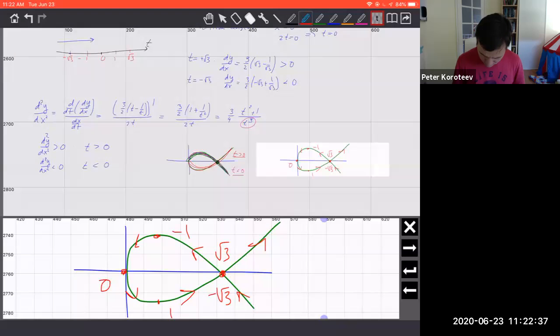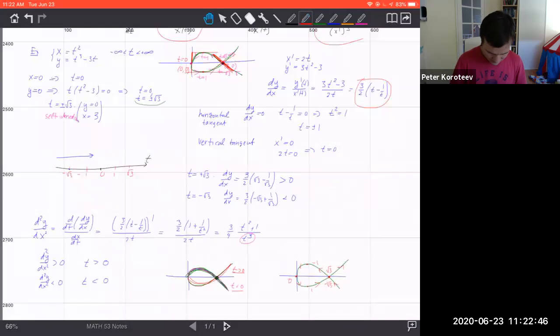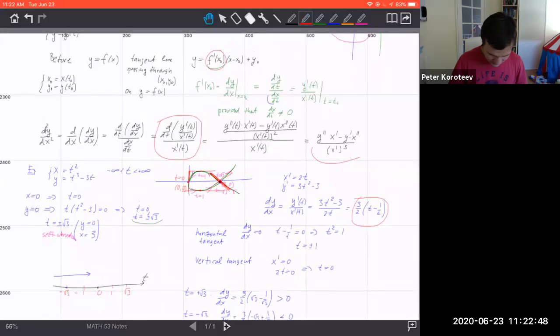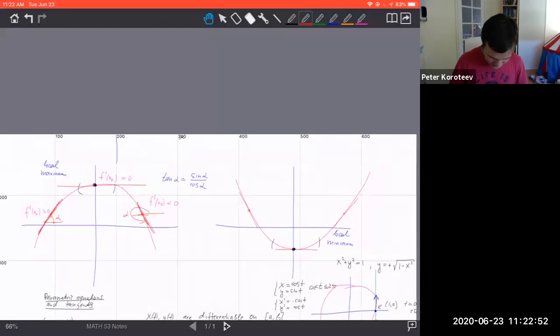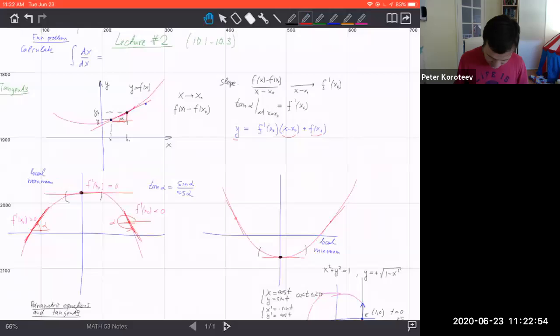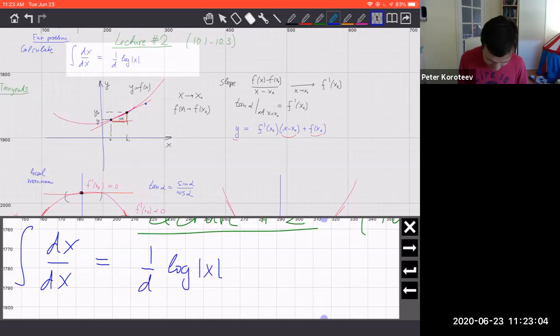Okay. So did you guys find out the question about the integral of dx over dx? Well, the answer is, in fact, there is no surprise, and the answer is equal to, no, it's not definitive, it's a definite, no, it's 1 over d log of absolute value of x plus a constant.